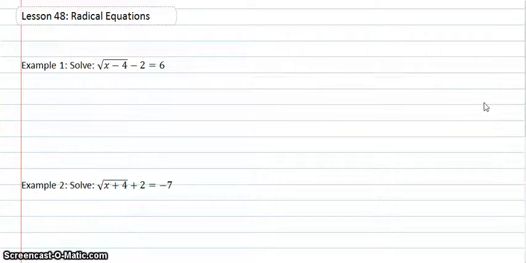In lesson 48, we're looking at radical equations. Our first step when we're solving radical equations is to isolate the radical, or get the square root or radical all by itself.